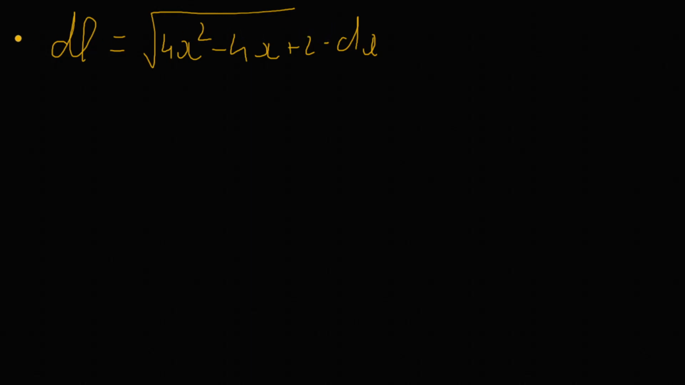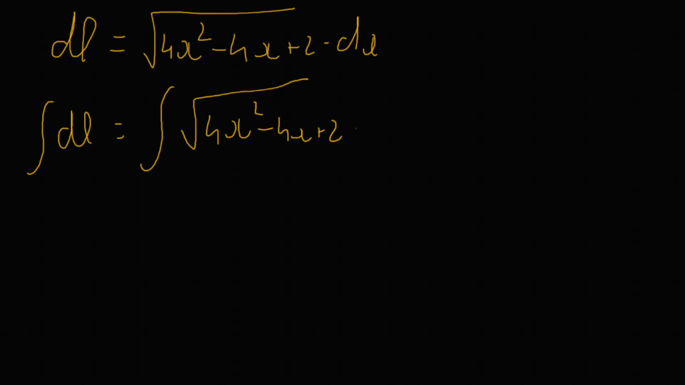Now in order to get L, let us integrate this on both sides. So we get integration of dl equal to integration of root 4x square minus 4x plus 2 dx. But what are the limits? So as we know from the graph, we can say that x varies from 0 to 1, because we just need to find this length. So here the starting element corresponds to x equal to 0 and the last one is corresponding to x equal to 1. So our limits of integration are x varies from 0 to 1.